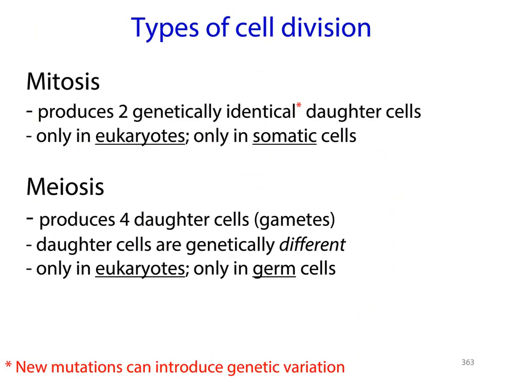All right, so once again, comparing the process of mitosis and meiosis. Mitosis, you get two genetically identical daughter cells, only happens in eukaryotes and only happens in somatic cells, in other words, the body cells, not the gametes. Meiosis produces four daughter cells. They're each genetically different. Once again, only happens in eukaryotes, but only happens in the germ cells. This hopefully makes sense. If not, you need to come find me.